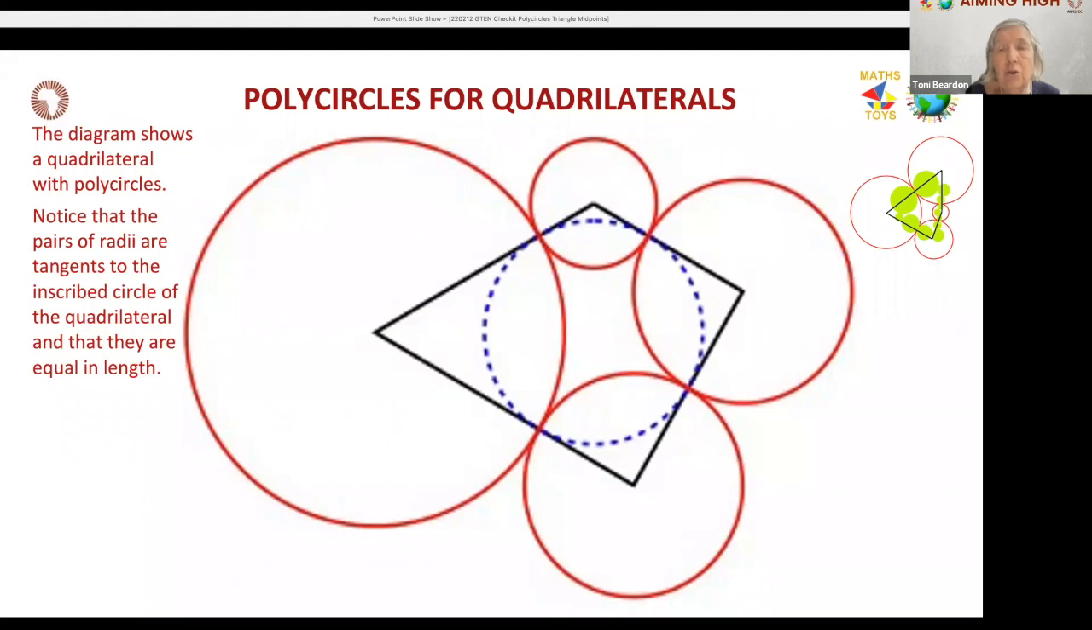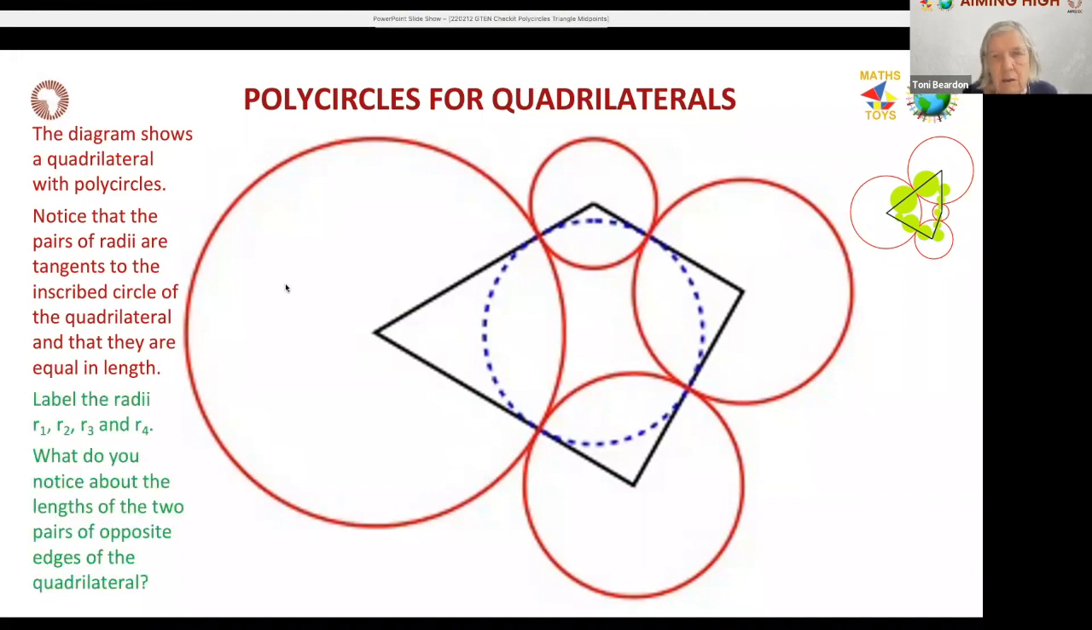And of course, you have to teach in secondary school this theorem that from an external point, the tangents to a circle are the same length. And of course, that means they could be radii of a circle, as they are in this picture. So this leads you to an interesting investigation. If you label the radii of these circles as R1, R2, R3, and R4, what do you notice about the lengths of the 2 pairs of opposite edges of the quadrilateral?